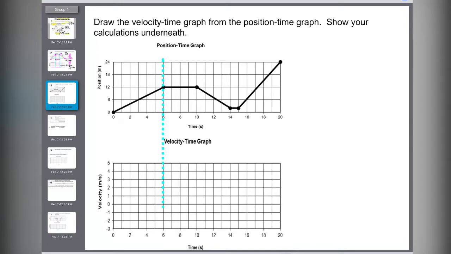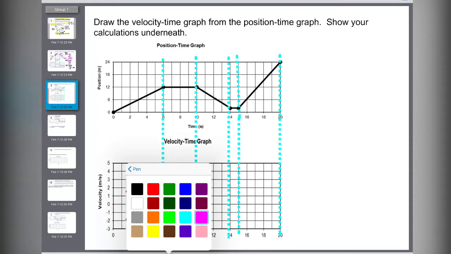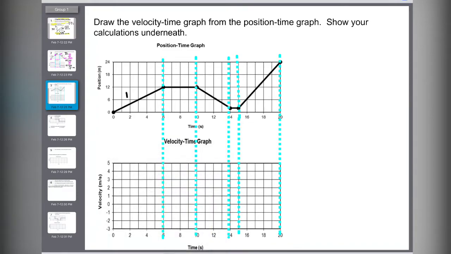Fancy blue color. Okay, the segment that I'm going to have is the 6 second. Going to extend it to the bottom, and then the other distinct slope is 10, 14, 15, sorry, and then up to 20. I'm going to find the slope of each of the segment, label them first. First, A, B, C, D, E.